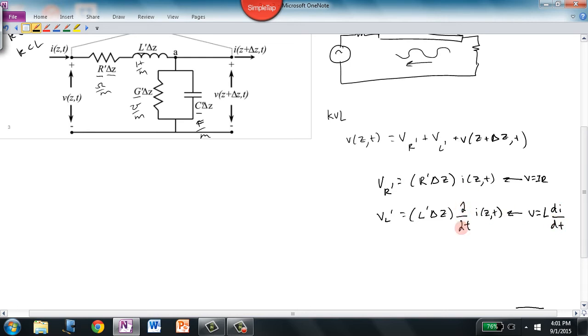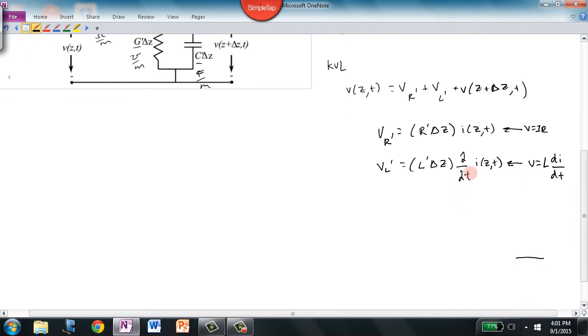So this terminology might be a little unfamiliar to you. This is the partial derivative. It just means take the derivative of this function with respect to t and not with respect to distance. Remember that our currents and our voltages for traveling waves have two independent variables, distance and time, and so when we differentiate or integrate, we have to do that with respect to one or other of those variables, and this is telling us take the partial derivative with respect to time.